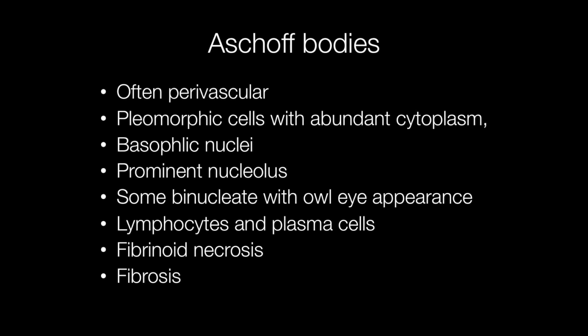and basophilic nuclei with prominent nucleoli, and some of these are binucleate cells, and some cells have an owl-eye appearance. Other cells present include lymphocytes and plasma cells, occasionally eosinophil polymorphs maybe, and there may be an area of fibrinoid necrosis, and the inflammation will eventually result in fibrosis.